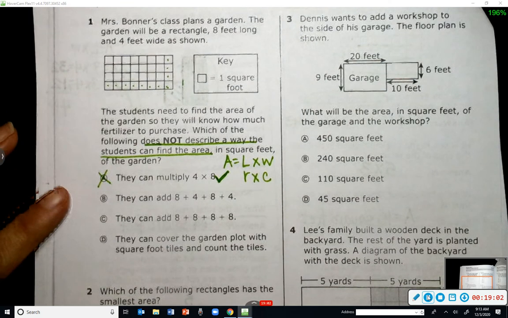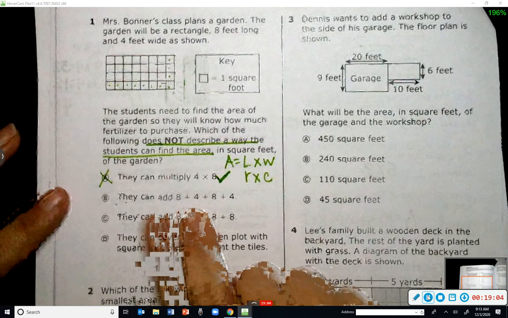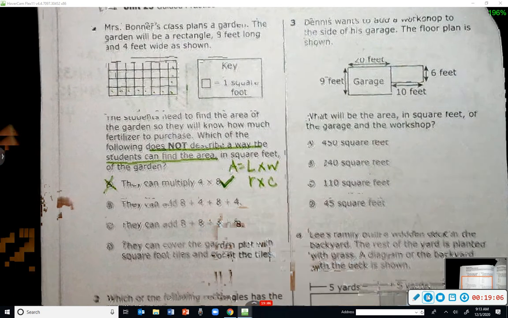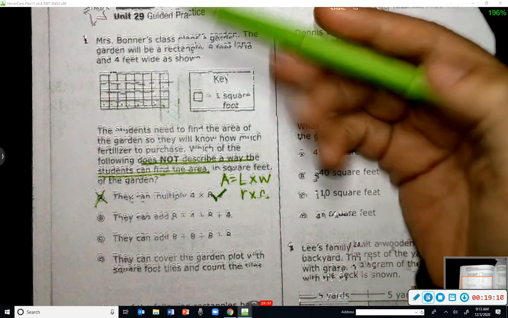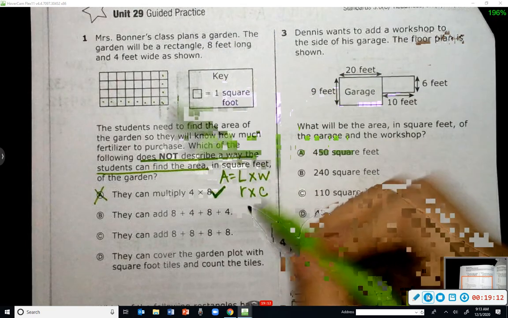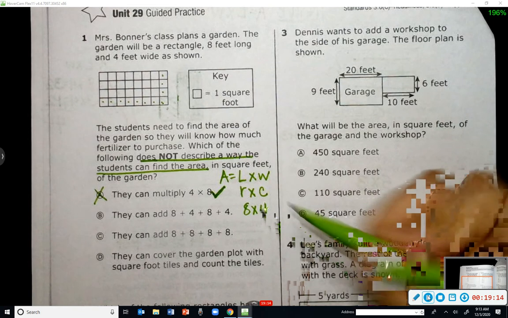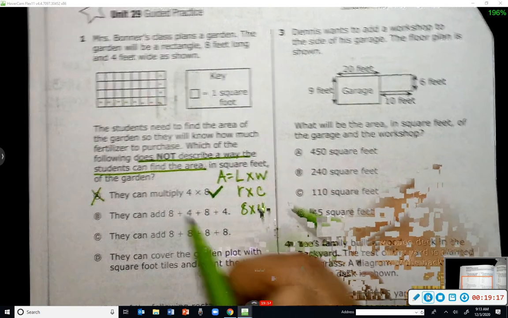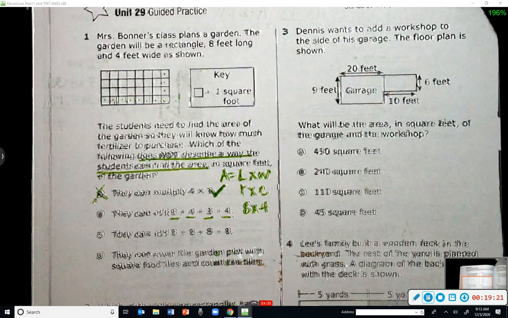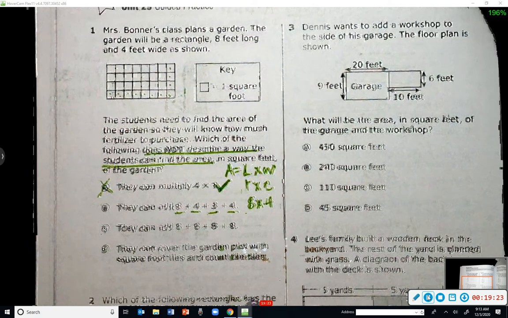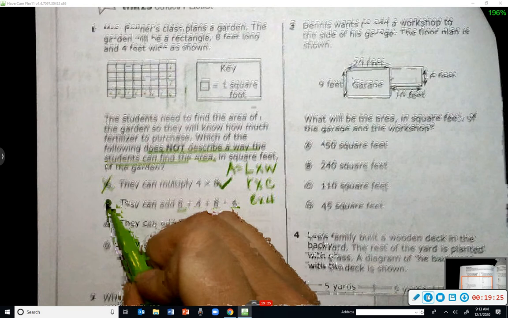Okay. B, they can add 8 plus 4 plus 8 plus 4. No, because if you're multiplying 8 times 4, you would do repeated addition. They're not repeating the same number. Okay? That's not going to give you the area. Okay? So B was correct because it was wrong, actually.